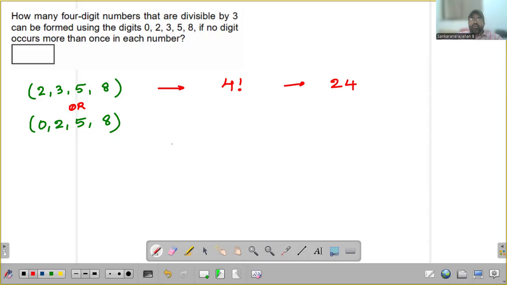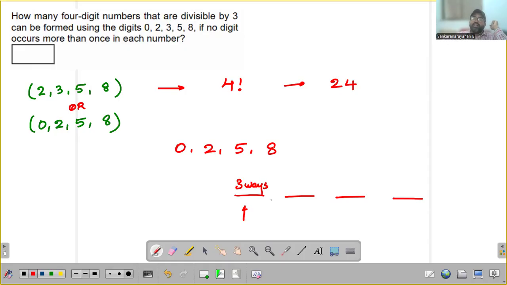As far as the second one is concerned, please be aware, you have something like 0, 2, 5, 8. How many ways can you arrange these 4? That is the question. Definitely you cannot start with 0 because you are dealing with a 4-digit number. You cannot start with 0. So the thousands place may be filled with 2 or with 5 or with 8. So you can take care of this position in 3 ways.